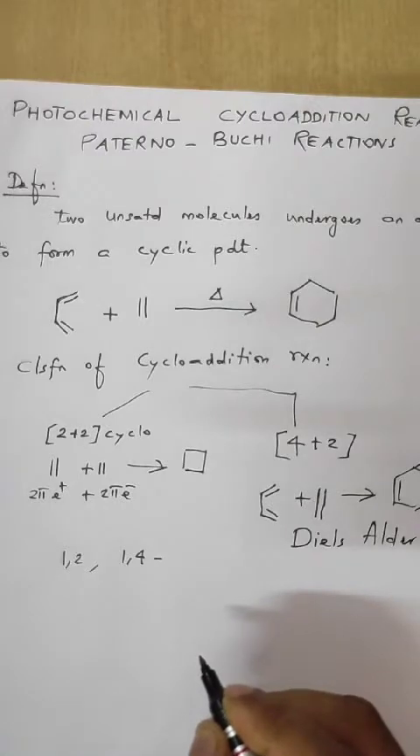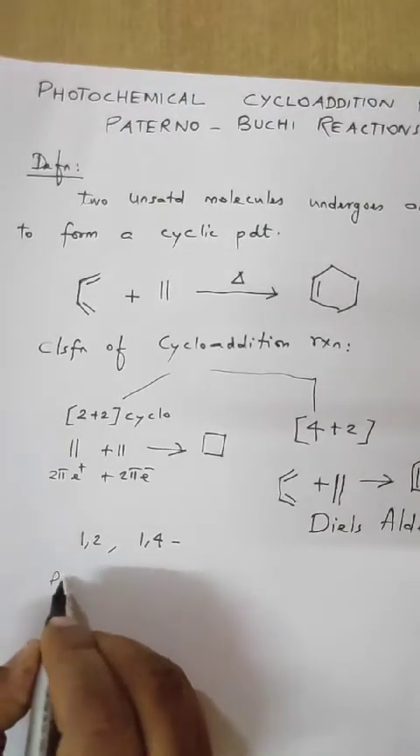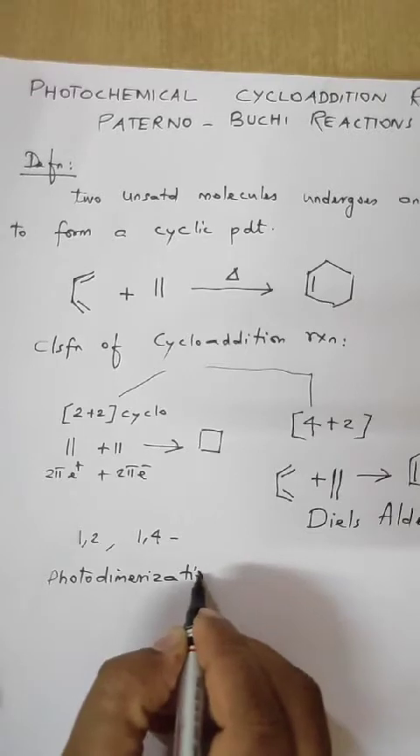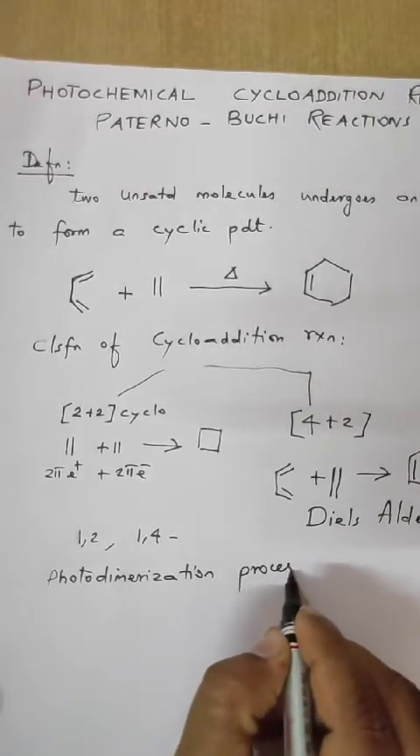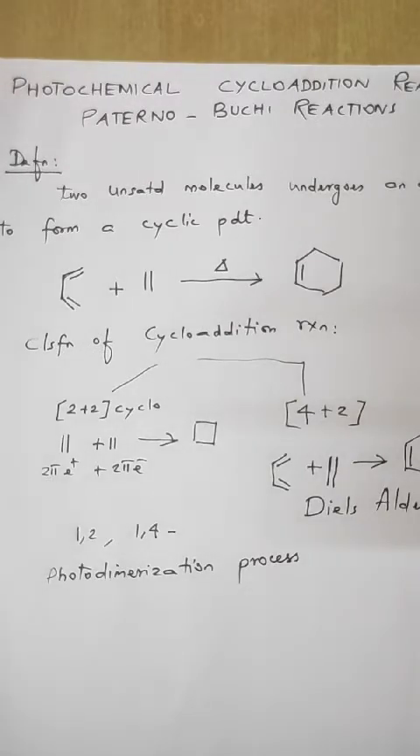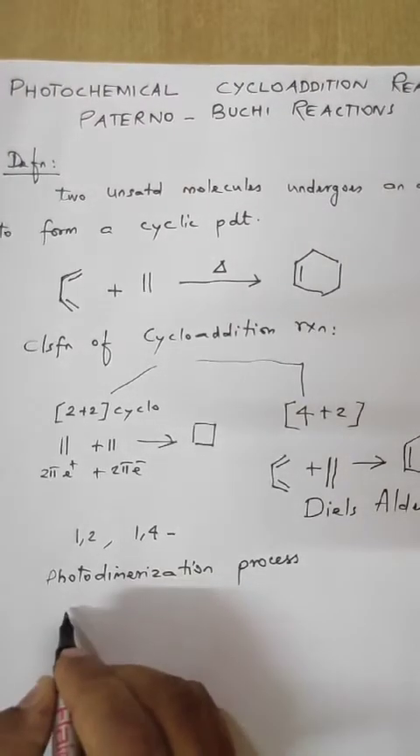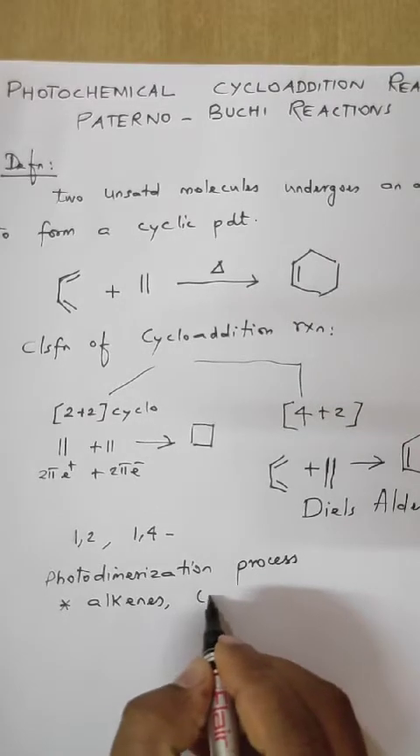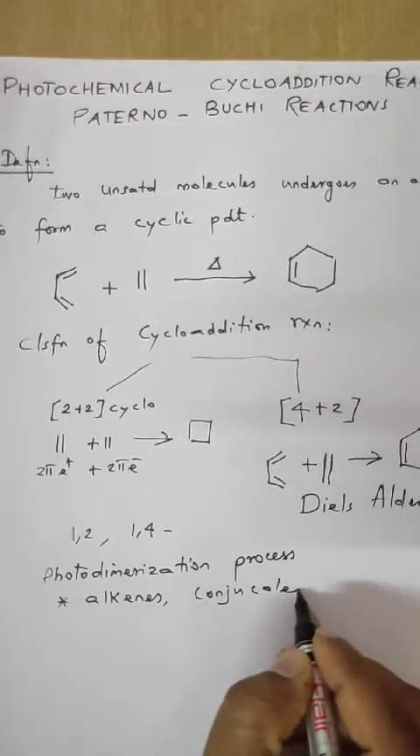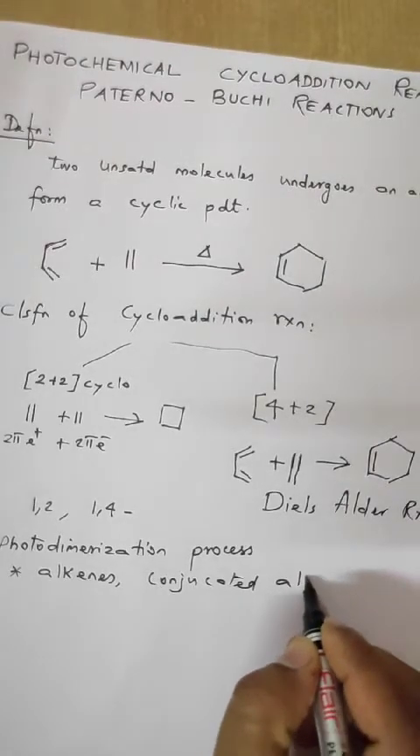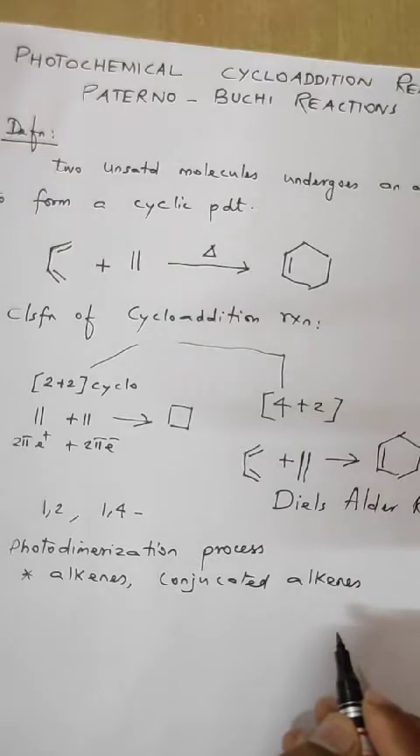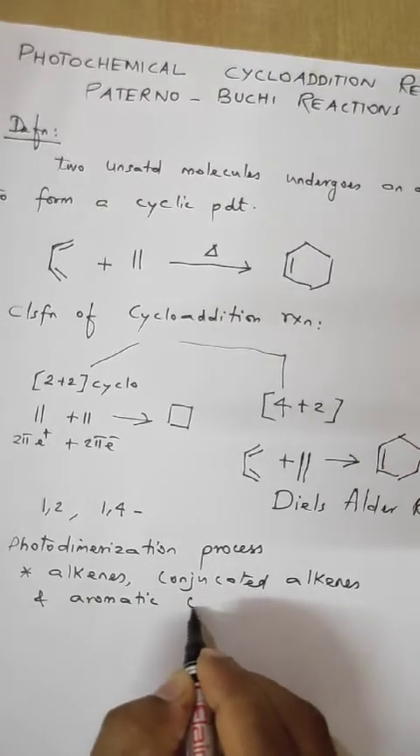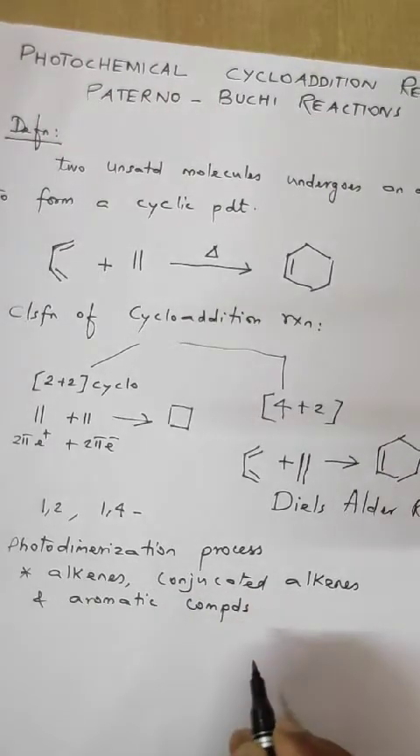Now the photodimerization process. Photodimerization process occurs when alkenes, conjugated alkenes and aromatic compounds are involved.